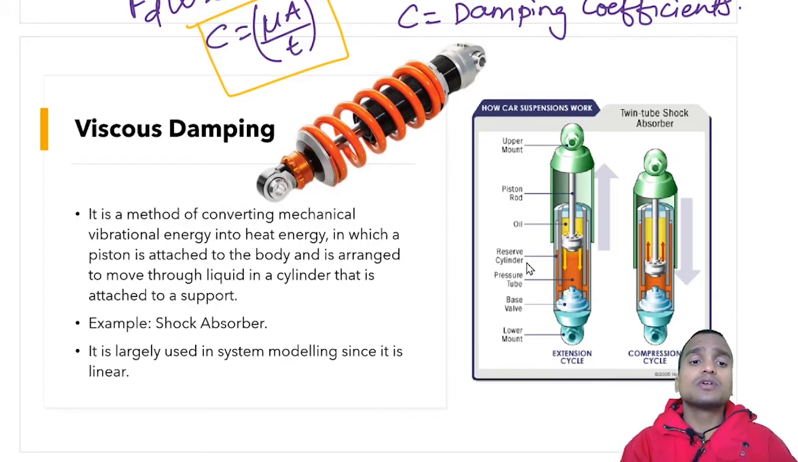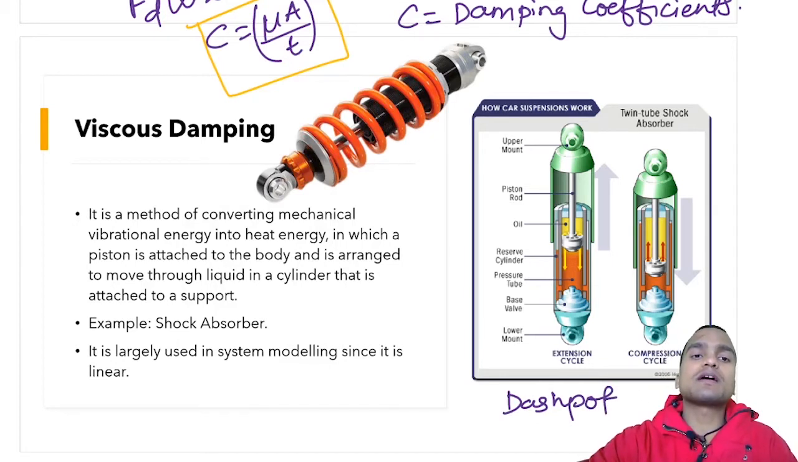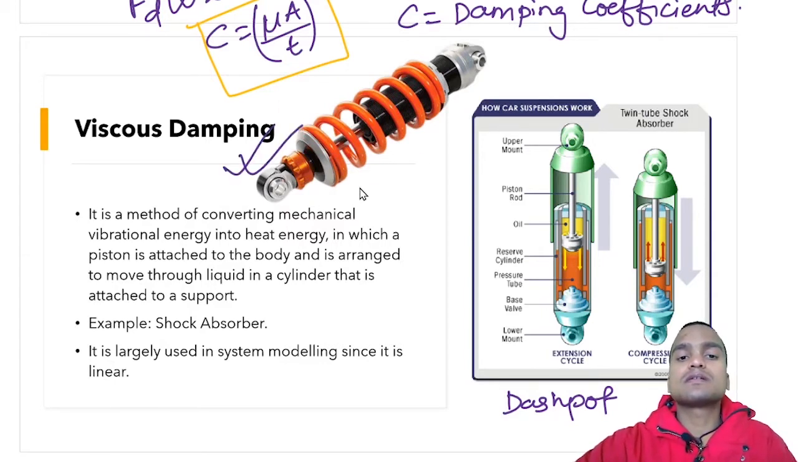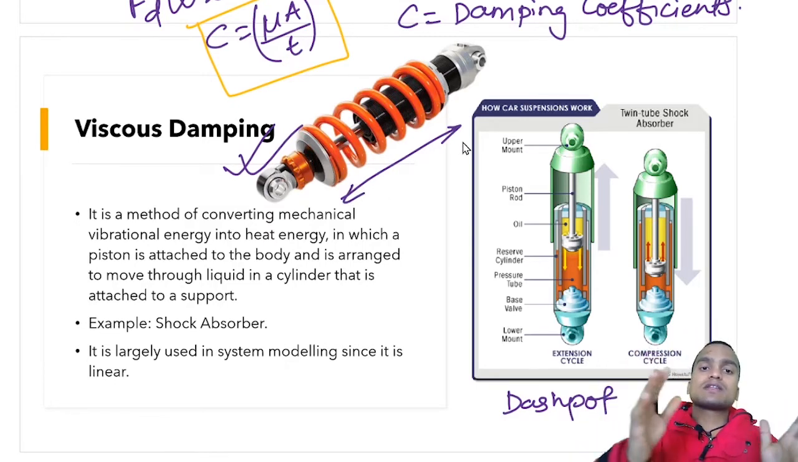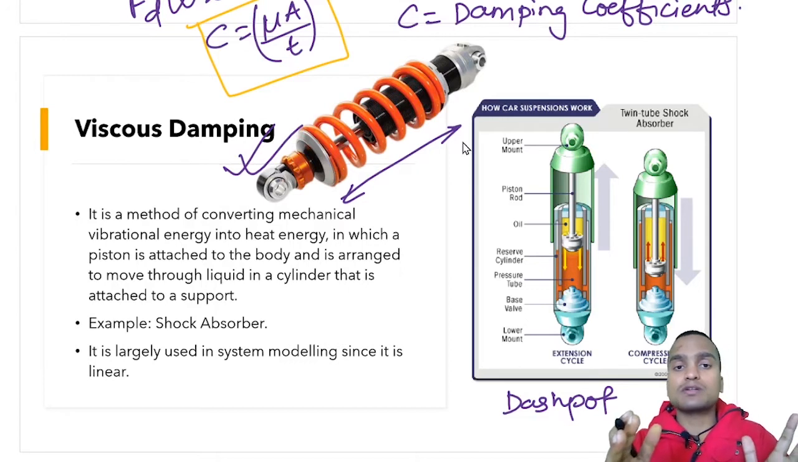All right, so this is how the diagram of a dashpot looks. I hope you must have seen this. What is this? This is a shock absorber. So this stretches and compresses. This spring stretches and compresses, and by that the piston moves into the viscous fluid.